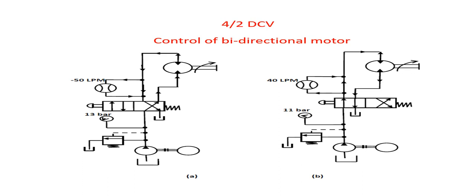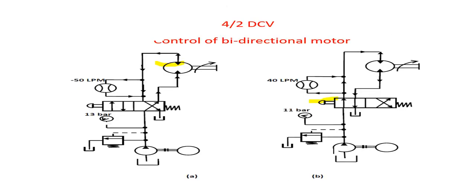When I actuate this push button valve, this 4 by 2 direction control valve, what is observed is that the flow direction has reversed. So the fluid enters from the other side of the hydraulic motor and leaves from the other side. This will make the hydraulic motor turn in a reverse manner, that means anti-clockwise. So you can control the direction of motion of this hydraulic motor by changing the position of this direction control valve.